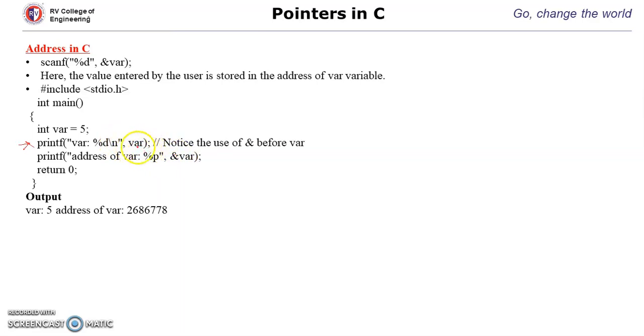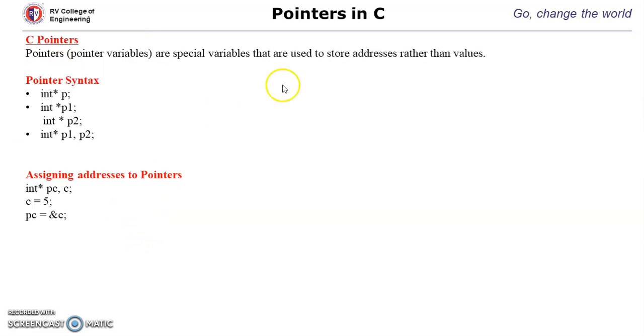So this will print the value of var and this will print the address. One more thing: here you are writing &var, so this will give you the address of that variable. When we run this code, we'll get the output. The first printf will print the value of var, that is 5, and the second printf will print the address of that var. One thing you have to note down: you will probably get a different address when you run the above code.